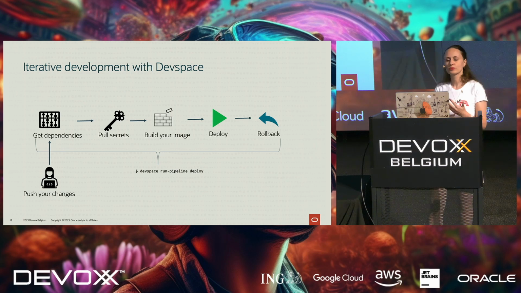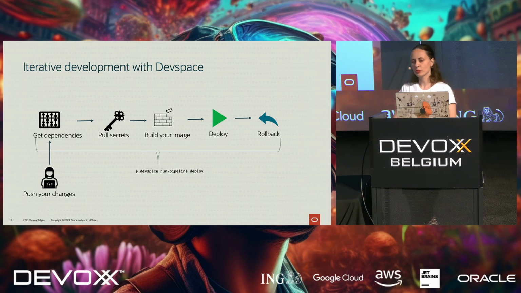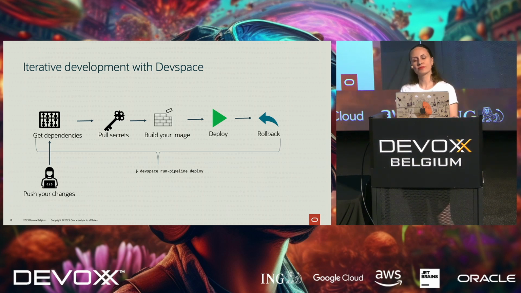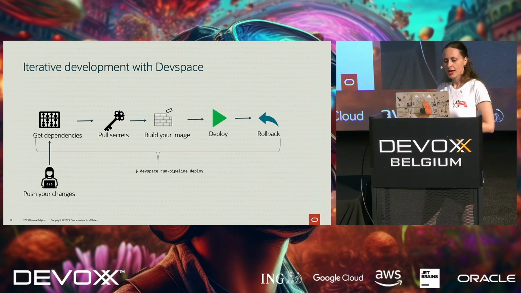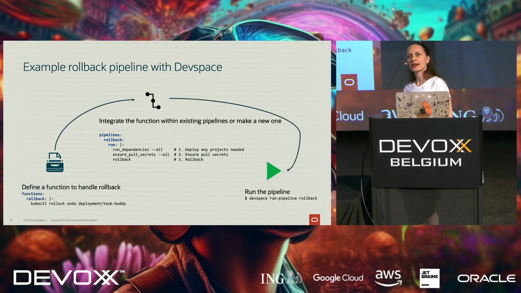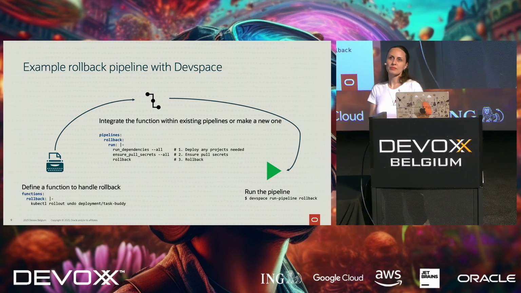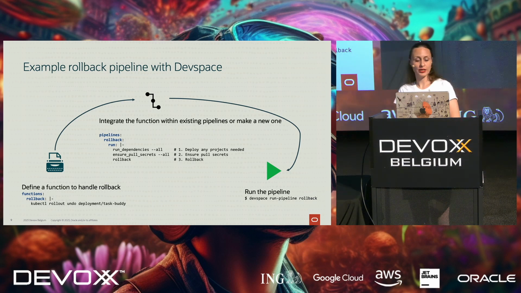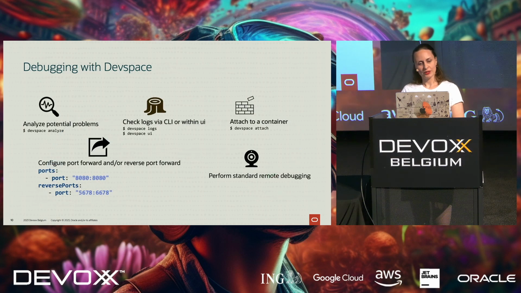Now, if we are to think at a bigger level, how we're going to deploy, get dependencies, pull secrets, build your image, deploy, and of course rollback with custom functions. That's pretty cool. And rollbacks, you can handle them either with Helm, like doing Helm with rollbacks, or doing rollbacks with Kubernetes. It's not a built-in functionality, but it's something that you can manage with scripts and it's pretty cool to have it at hand. That's one way to look at it.